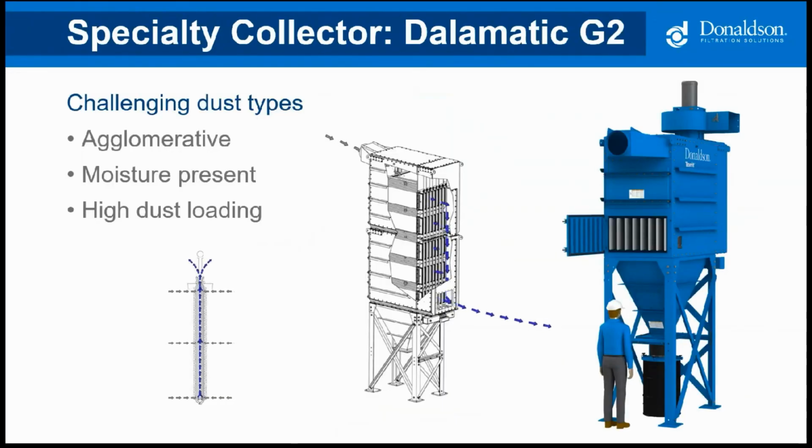Sometimes a traditional baghouse isn't going to be the best option and we need to use a specialty collector. The Dalomatic G2 is a great selection if we are dealing with agglomerative or sticky dust. These collectors have envelope-shaped bags that have a tremendous snapping action during pulsing, shown in the graphic on the left. The snapping action aids in dislodging the dust cake. The Dalomatic also has a downward airflow pattern, which helps with getting light fine dust down into the hopper and out of the collector. It is a pulse jet collector, so it will use plant compressed air.